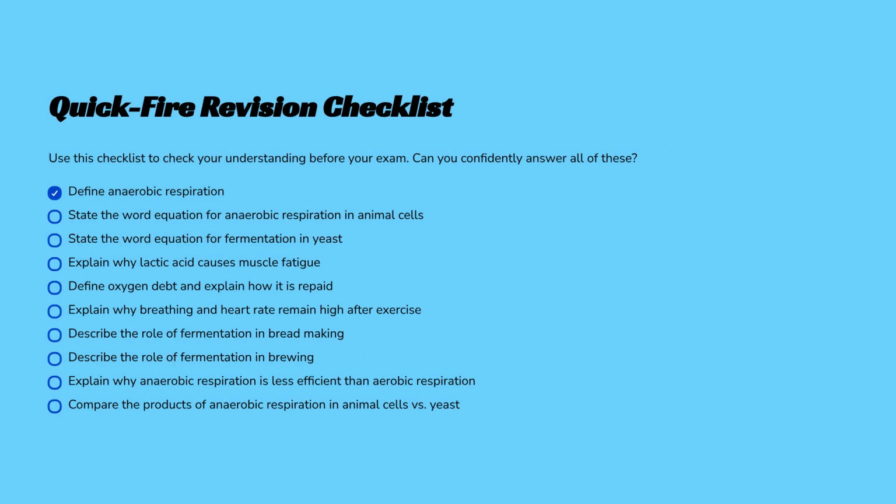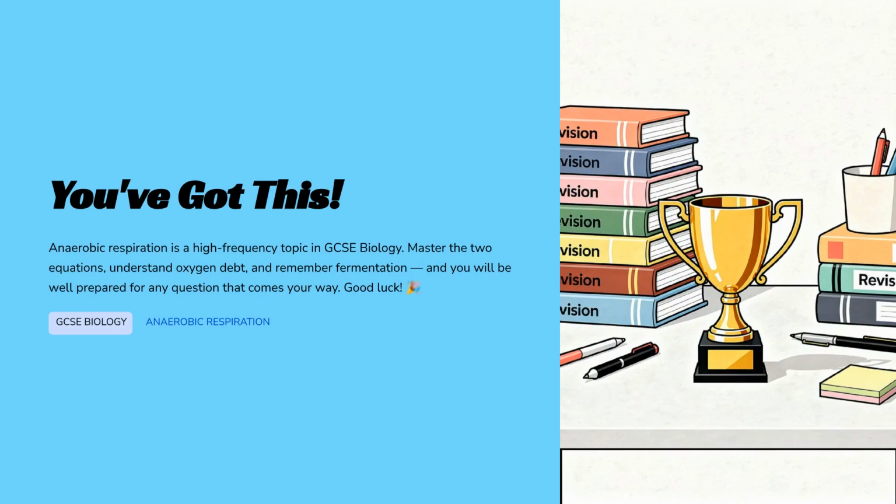Before your exam, run through this quickfire checklist. If you can answer each of these questions, you are well prepared to handle the anaerobic respiration section of your test. You are ready for the exam. Master these equations. Understand the role of oxygen debt and fermentation, and you will be fully prepared. Good luck with your studies.